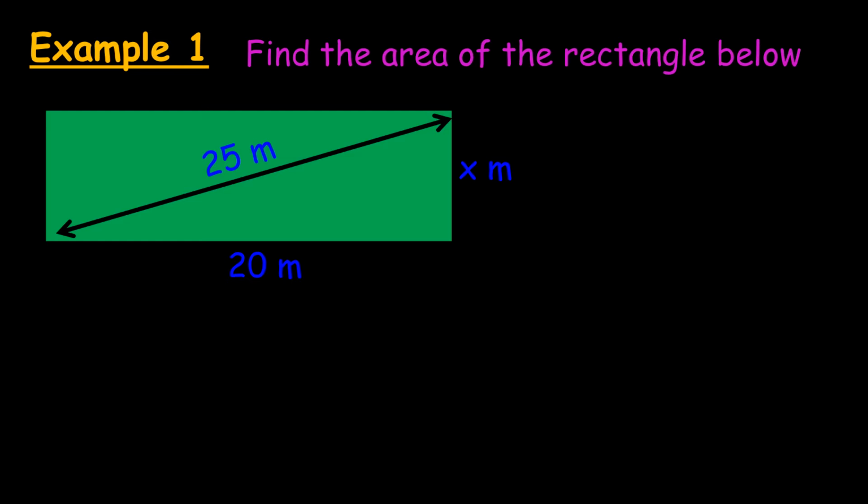And usually when we were doing area questions, we would do area equals length times breadth. But the problem here is that we don't know what the breadth of this rectangle is. But what we can do is split this rectangle into two right angled triangles, right down the middle. Use Pythagoras to find x, and then do 20 times x to find the area.